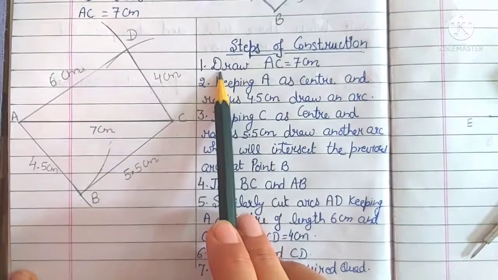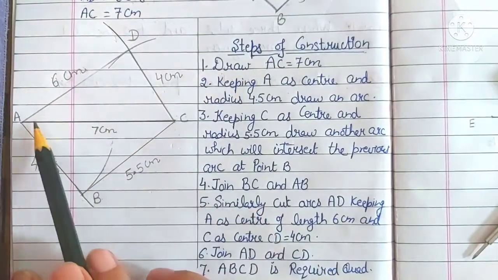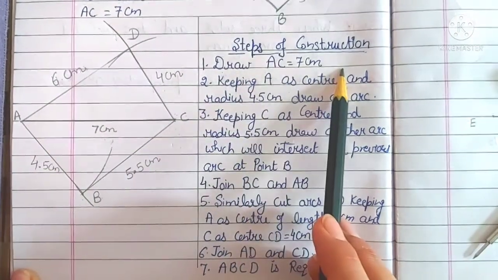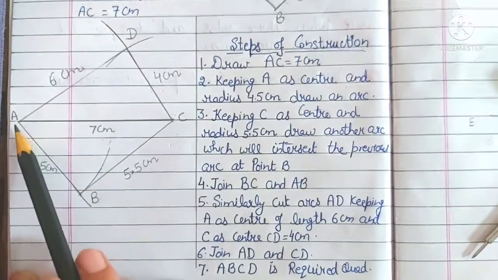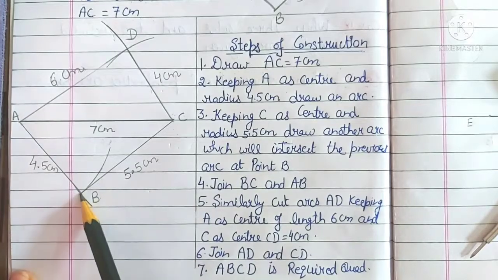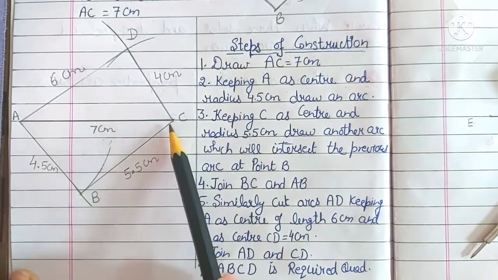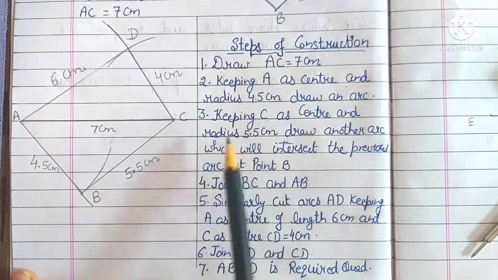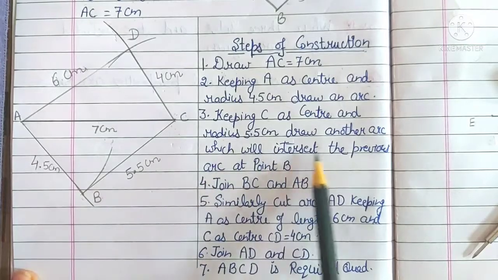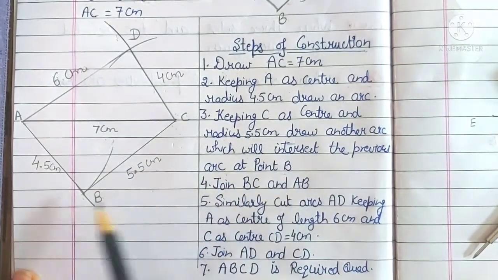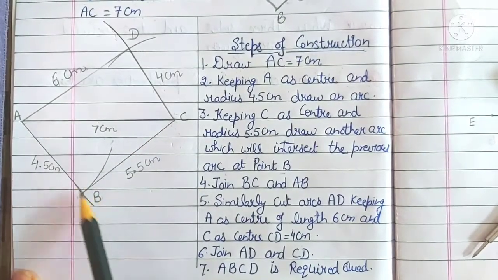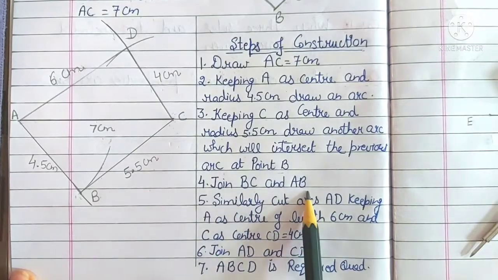So the very first step, we have drawn AC 7 centimeter. So we will write the first step, draw AC 7 centimeter. In the next step, we keep A as center and take radius 4.5 centimeter. Here by taking C as a center, we take radius 5.5 centimeter. We draw both the arcs. Both the arcs intersect at the point B, so we mark it point B. In the next step, we joined BC and AB.